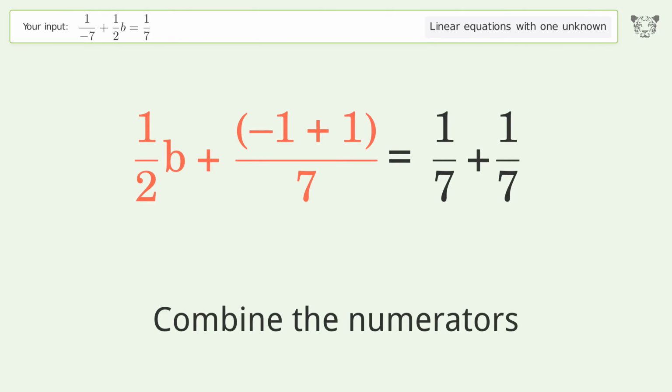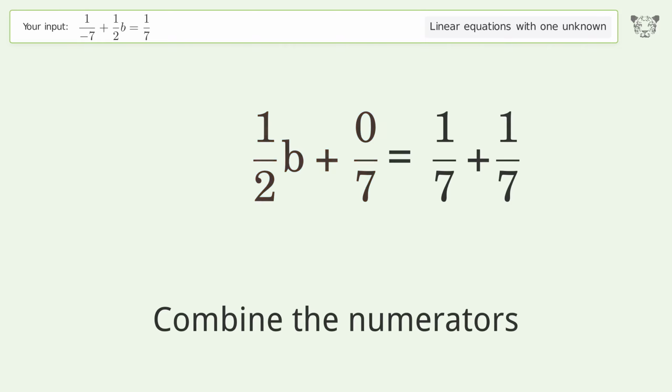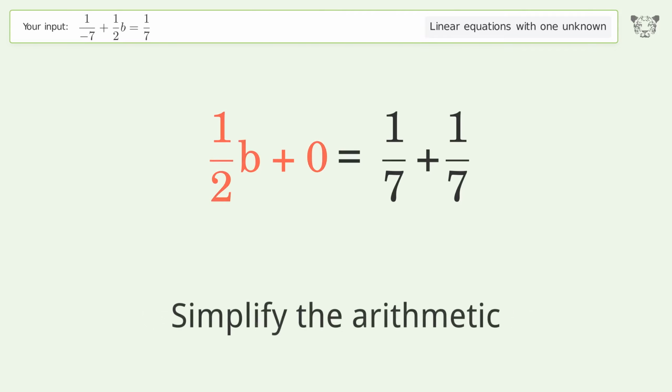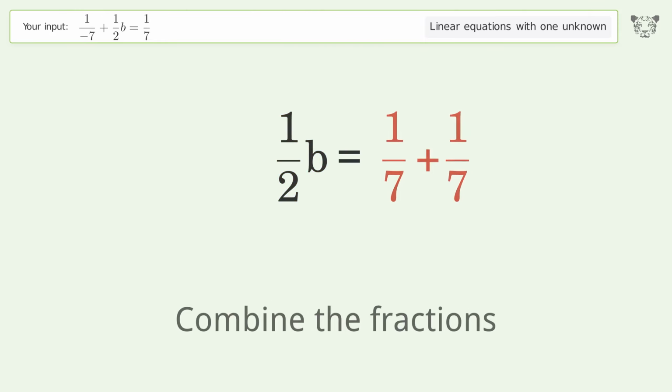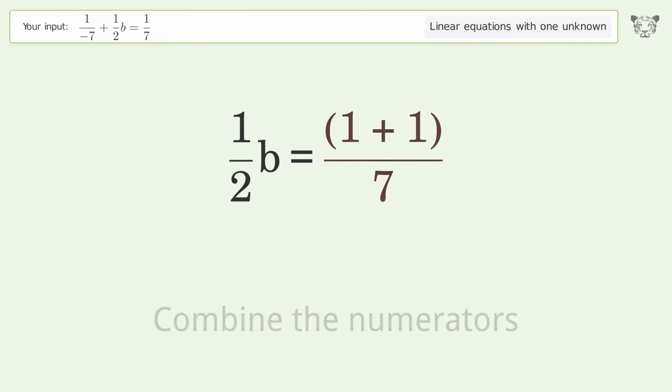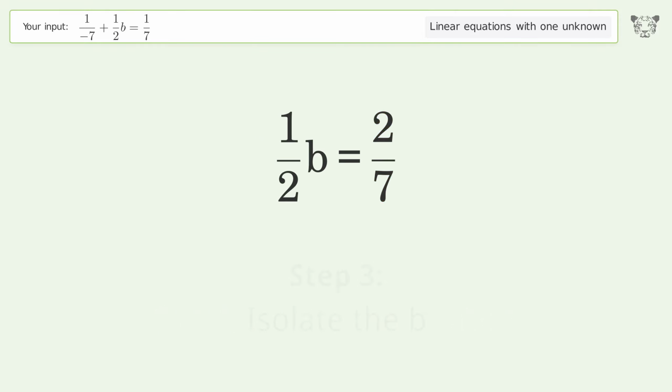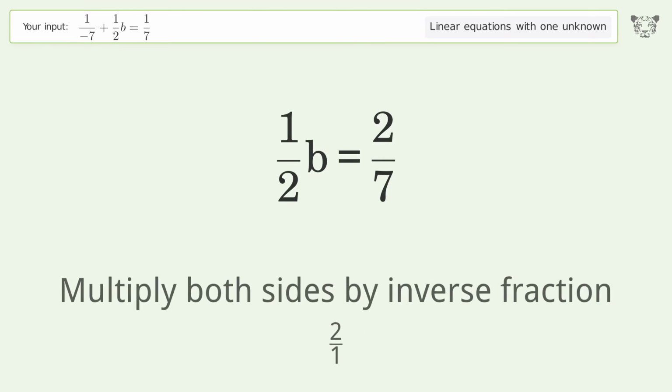Combine the numerators. Reduce the zero numerator. Simplify the arithmetic. Combine the fractions. Combine the numerators. Isolate the b. Multiply both sides by inverse fraction 2/1.